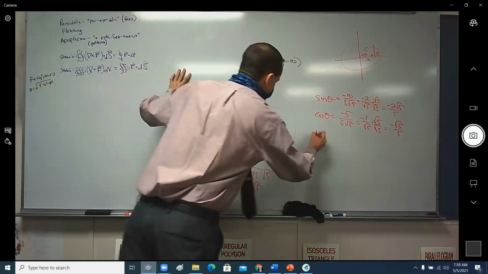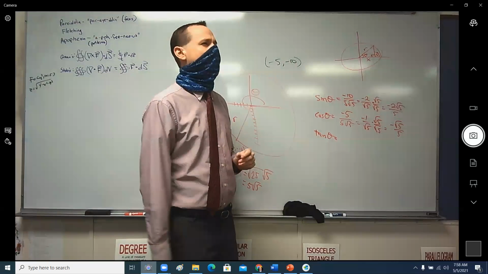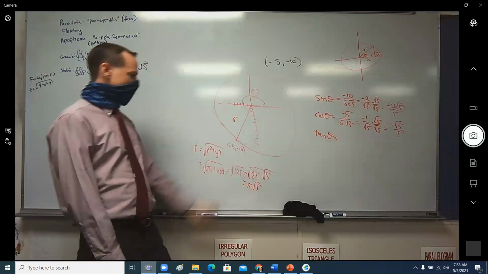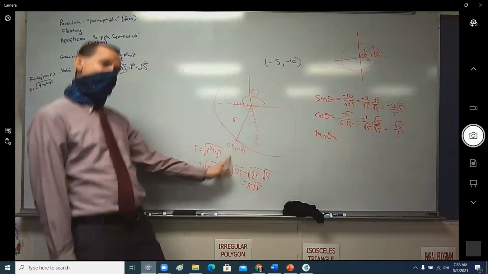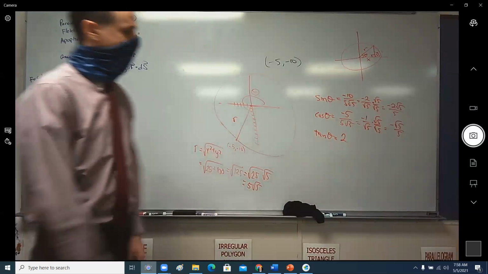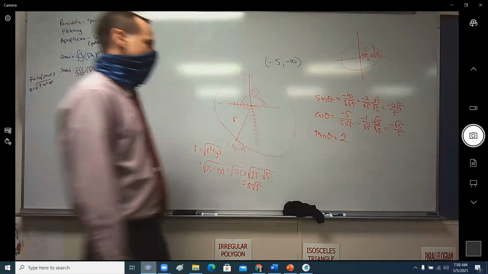Tangent. What's tangent? Opposite over adjacent. That would be y over x. So that'd be -10 over -5, which is just 2. So that one was easy. And we go to all 3 of the main ones. So let's do the other sister functions.